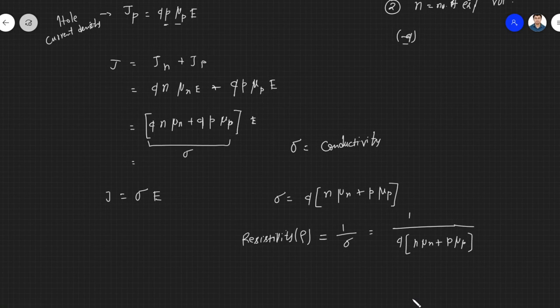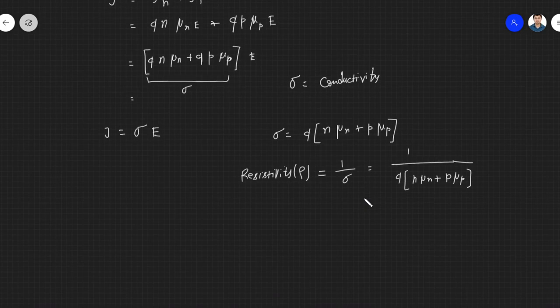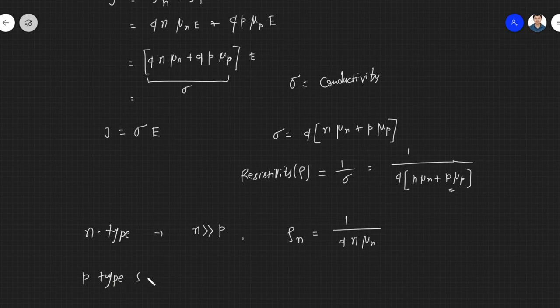So finally, the conductivity of the semiconductor. In general we did this, but for an N-type semiconductor, the concentration of electrons is much greater than holes. So in this case the resistivity of N-type material will be just 1 over q n mu n. You can neglect the other term because p is much lower. And similarly for a P-type semiconductor, the concentration of holes is much greater than electrons. The best way is to relate it with conductivity, then it's easy to follow.